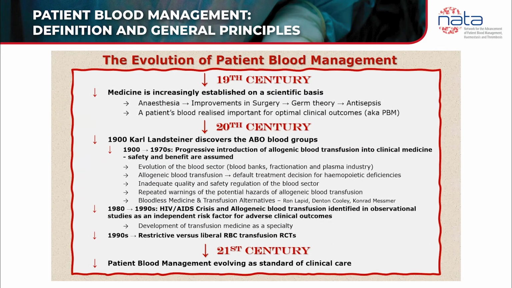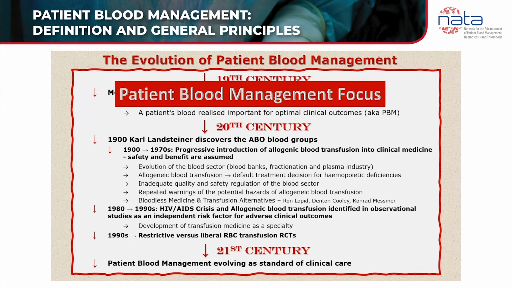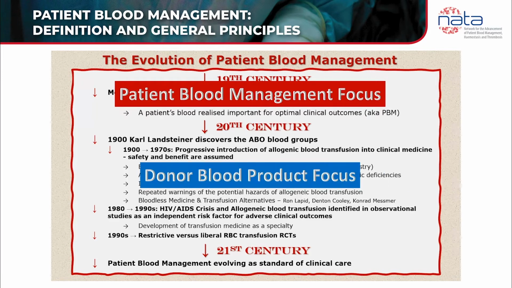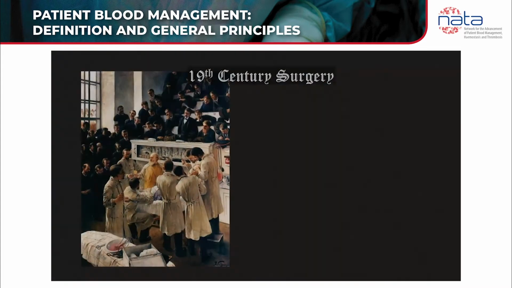The evolution of patient blood management really covers 3 centuries. In the 19th century, blood transfusion was not an option, so very much the focus was on patient blood management. During the 20th century, with the evolution of transfusion, it very much became a donor blood product focus, but during the 1980s, when HIV appeared, many questions were being asked about the safety and efficacy of transfusion. And then by the 21st century, we move into patient blood management as we know it today.